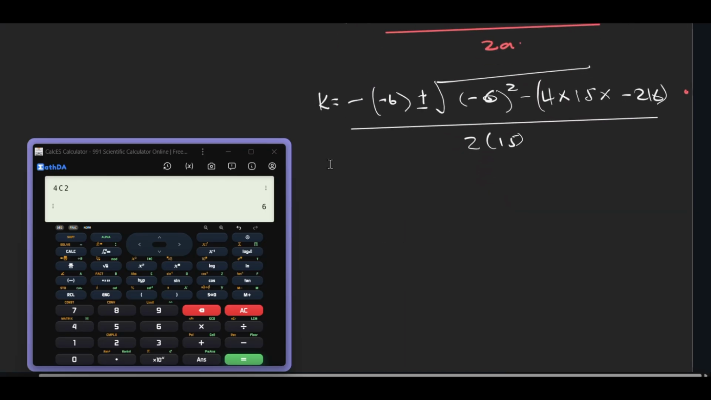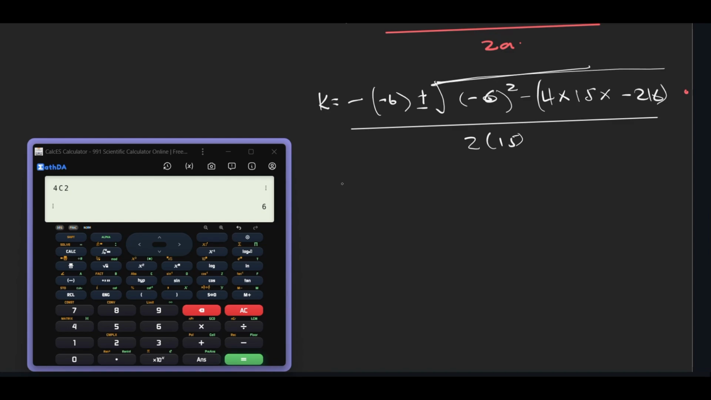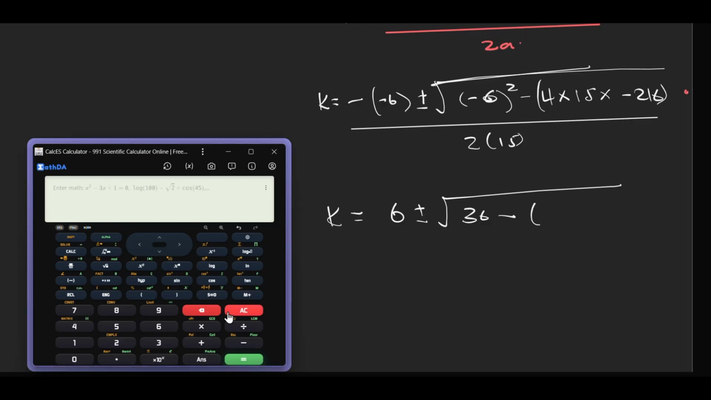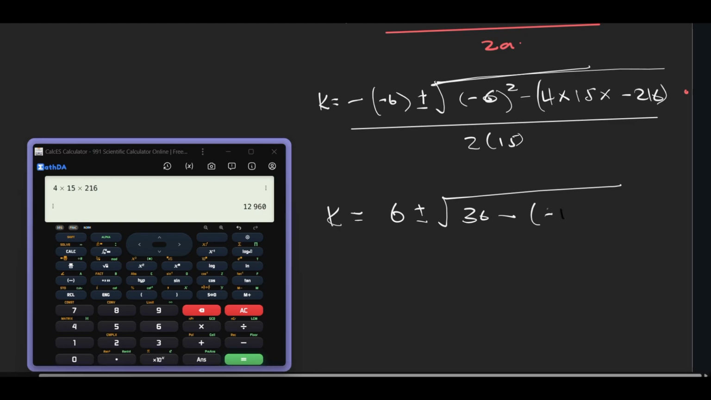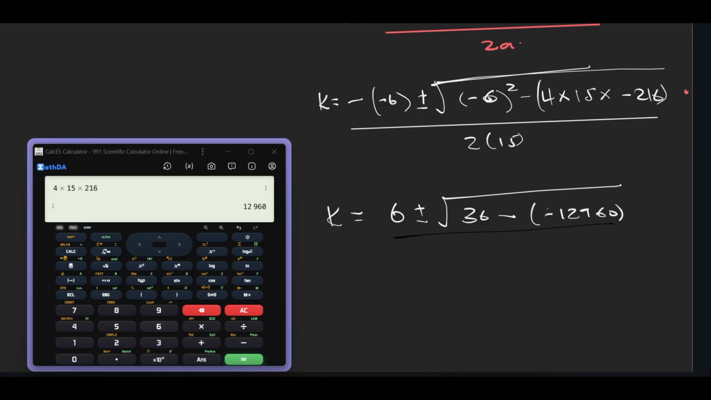Now we can simplify this equation real quick. k will be equal to this negative and negative makes a positive, so plus or minus the square root of 36, because negative 6 times negative 6 becomes a positive value. Then let's see what is the outcome for 4 times 15 times 216. That is 12,960, and now it will be a negative 12,960, all over 30.